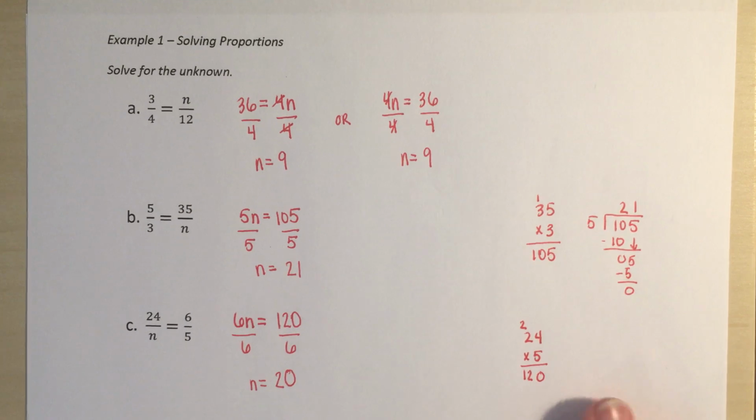So when we're setting up proportions, the basic idea that we want to work through here is we want to cross multiply and then divide by whatever number is next to our variable, the coefficient.